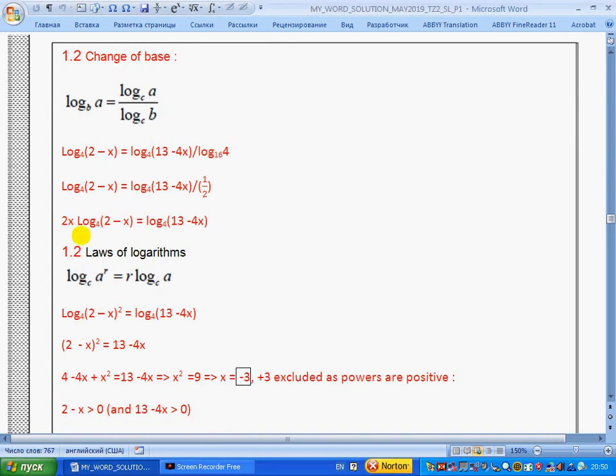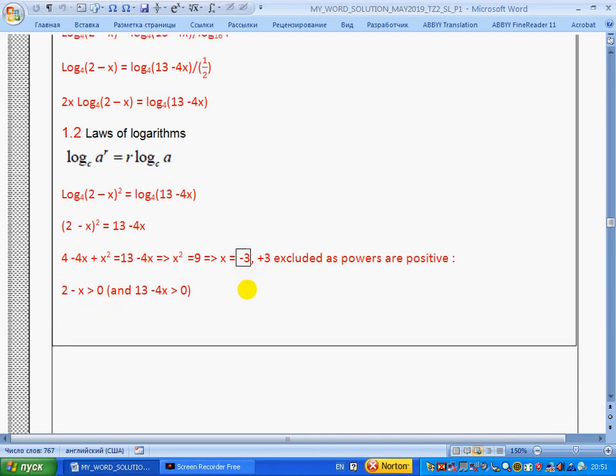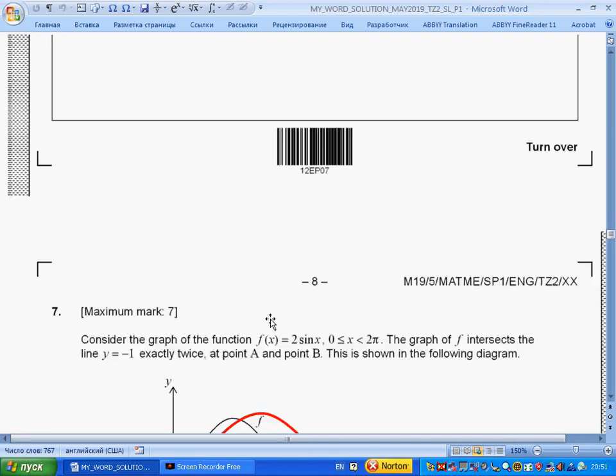From 2 times becomes 2 minus x squared, and then we make equal the bases. With bases, open brackets, and then we get 2 solutions, minus 3 and plus 3. But because bases should be positive, 2 minus x should be positive, so x should be less than 2. So we choose minus 3 and exclude plus 3.